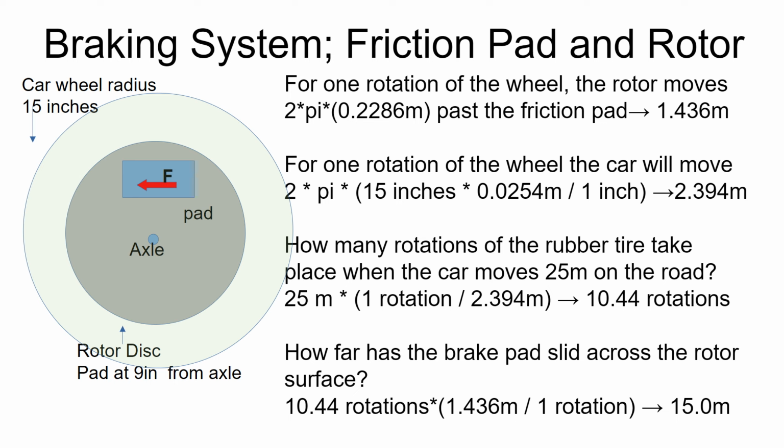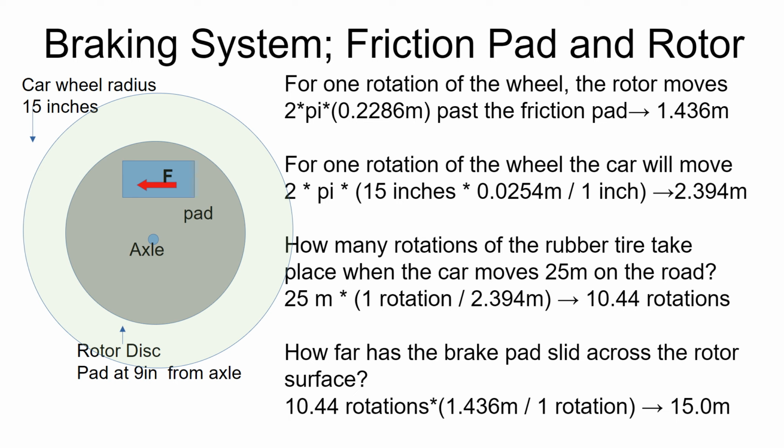How many rotations of the rubber tire will occur when the car goes 25 meters down the road? Well, one rotation moves the car 2.394 meters. So I use this conversion factor to cancel meters and get to rotations. The tire has moved 10.44 rotations. As the car goes down the road, the wheel has rotated 10.44 times. How far has the brake pad moved past the rotor?